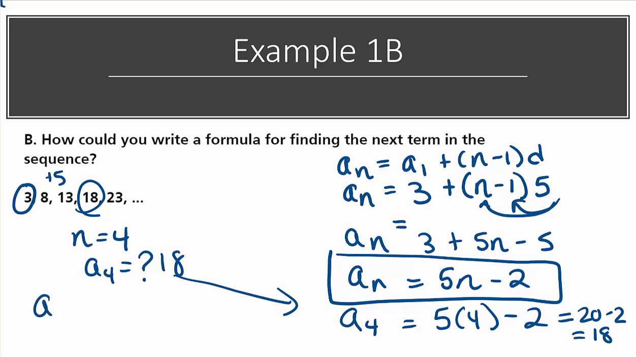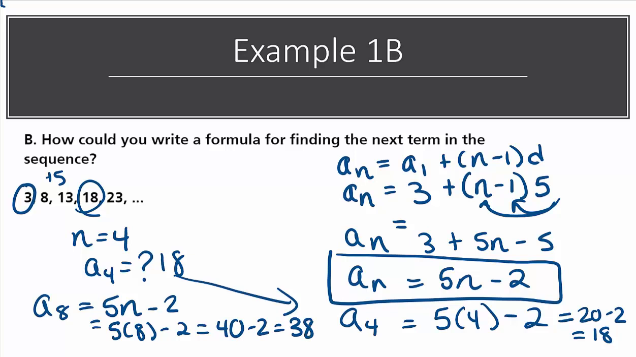If, let's say, we wanted to find a sub 8, well, we take our formula, we plug in 8, 5 times 8 minus 2, so we get 40 minus 2, which is equal to 38. So that means that the 8th term has a value of 38.